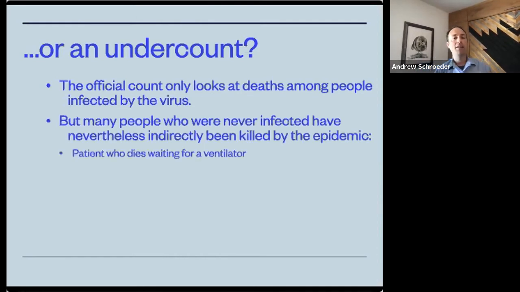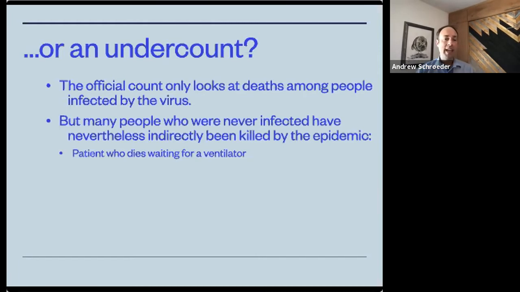So think back to the ventilator shortages early in the pandemic, especially in New York City. There were a lot of COVID negative patients who died waiting for a ventilator because all the ventilators were being used by COVID patients. These are people who would be alive if it wasn't for COVID.